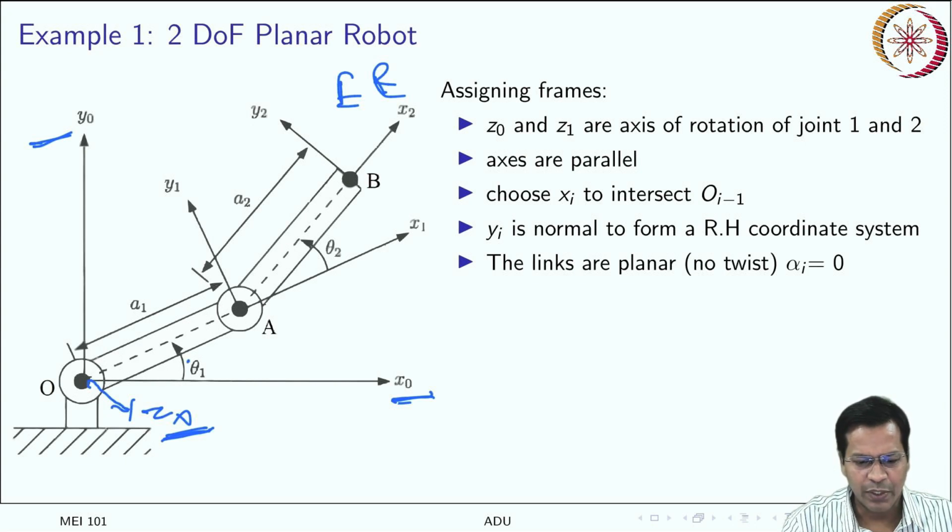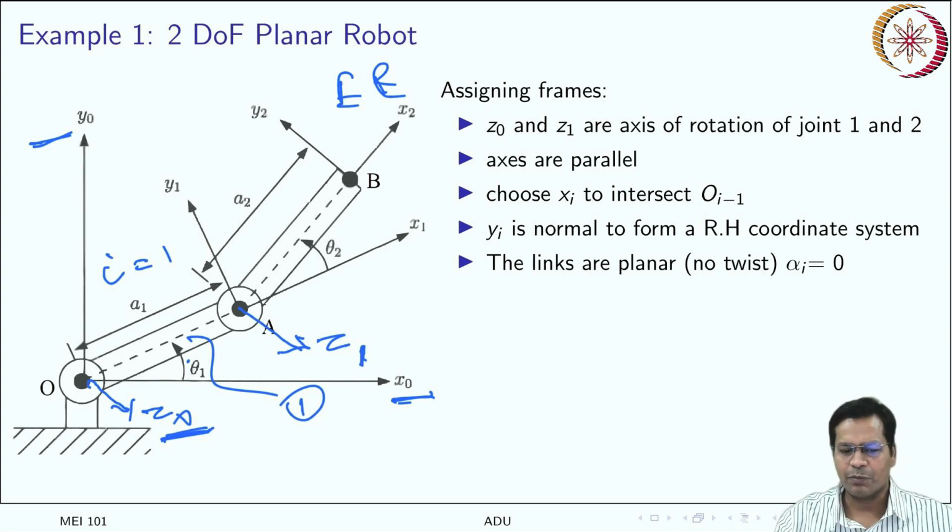So this is your first link, i equal to 1, that is running on the z0 axis, and this itself is ending with a frame on it. That will be given as z1. Why is z1 like this? Because that becomes the axis of rotation for the second link, which is here. This is i equal to 2.